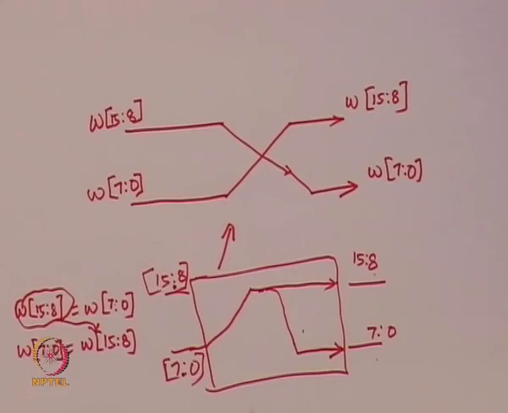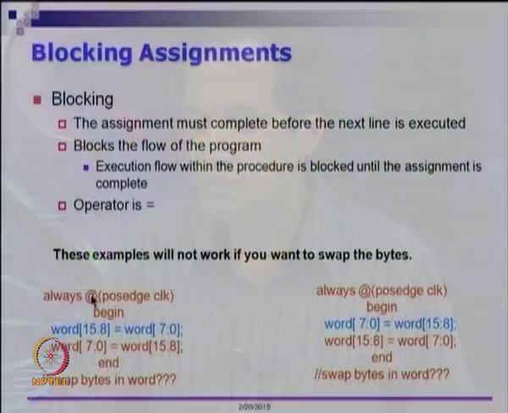So, again if you go back to the slides, this left half, this always block is incorrect, because at the end of this clock pulse both 7 colon 0 and 15 colon 8 will have the old value of 7 colon 0. Before the clock pulse came, whatever was there at 7 colon 0, that will appear in both the top half and the bottom half.